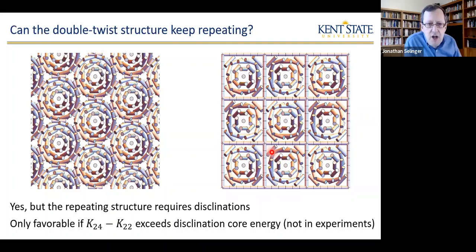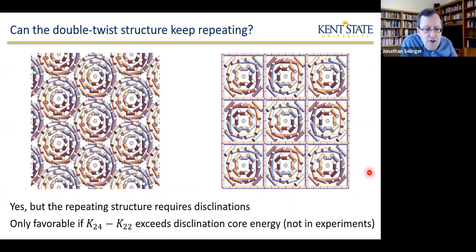You might ask, can the double twist structure just keep on repeating? If one double twist domain is good, maybe two are better, maybe four are even better, and so forth. So if we wanted to make a repeating structure, it could look like this if we had all double twist of the same handedness. Or it could look like this if we have domains of alternating handedness.